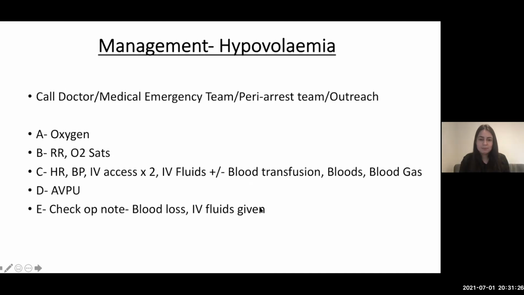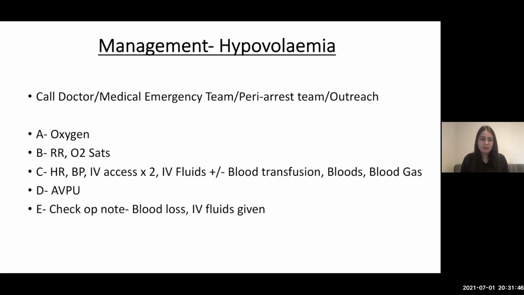If you're a medical emergency team, you can call them as well. And if you have a peri-arrest team or outreach team, if the patient's not improving or the patient's blood pressure gets even worse, these people you want to have in your head to be calling if you need to. So we always approach unwell patients or complication patients with the ABCD approach.